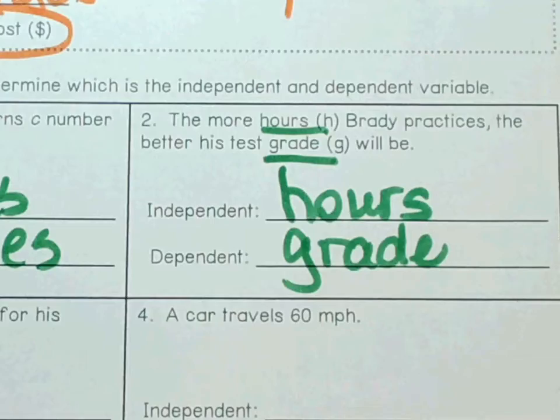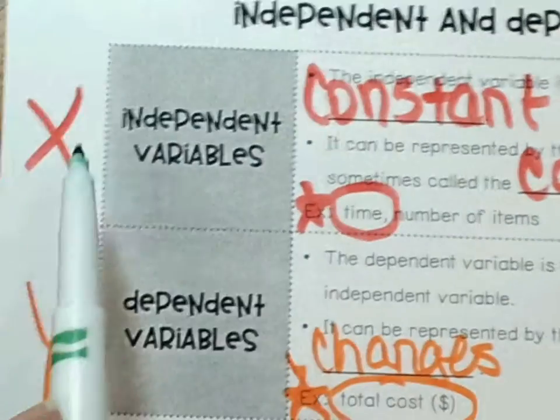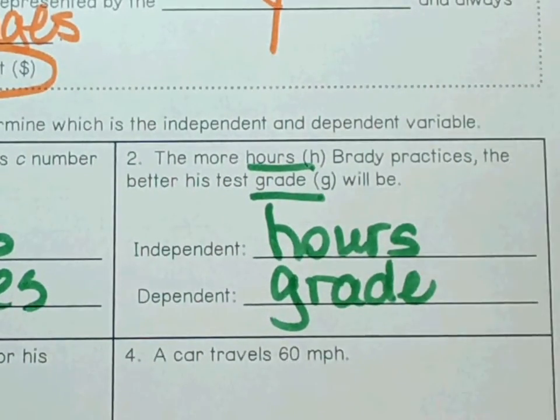Now remember what I said a minute ago. Time is always the independent, which is the x. So there's a time. Okay?